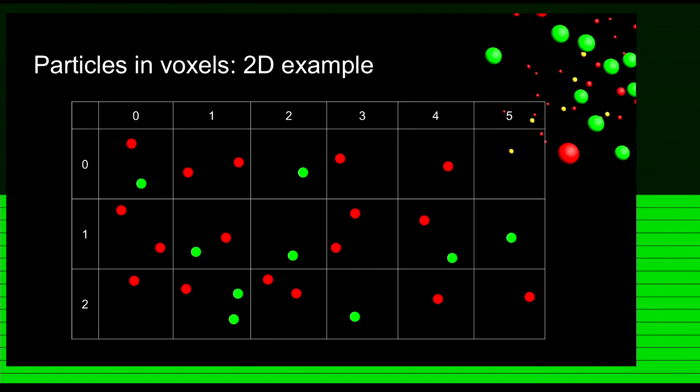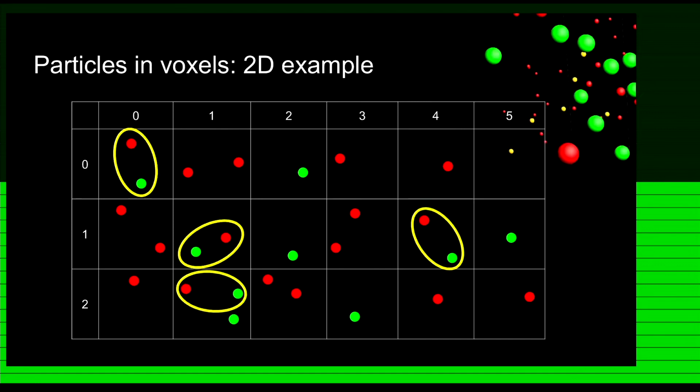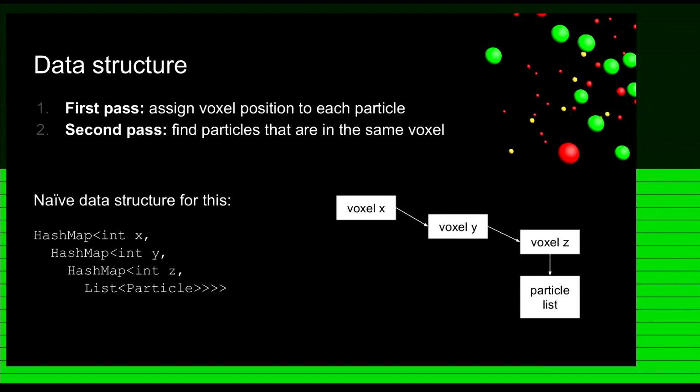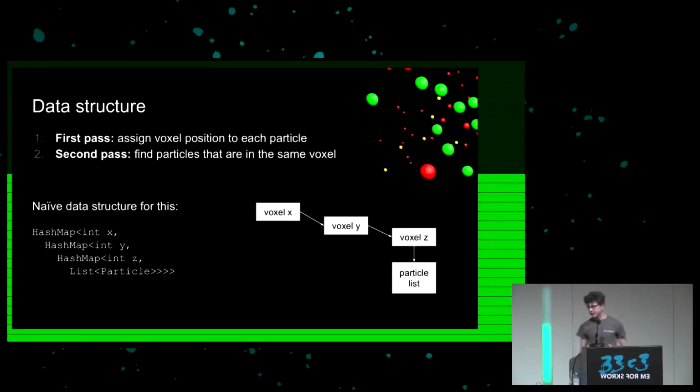And in 2 dimensions, that looks something like this. You have all these particles randomly distributed, and you put them in voxels, and then you can find collisions. You can, for example, say that particles that are in the same voxel are close enough to react with each other. And one interesting aspect is the data structure for doing this.